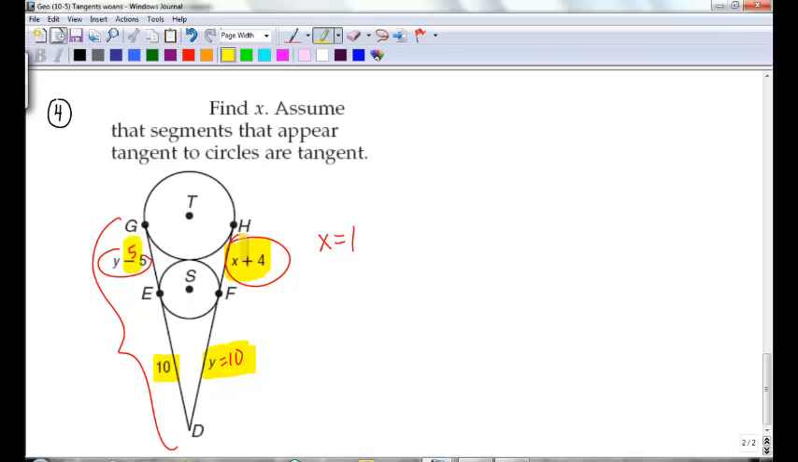Okay? This part is not on the test tomorrow. The test goes 10-1 to 10-4.